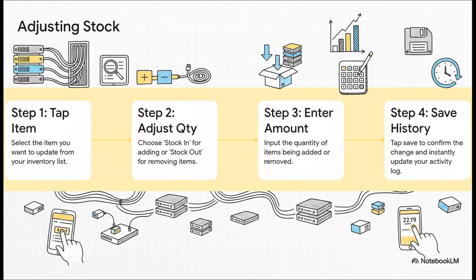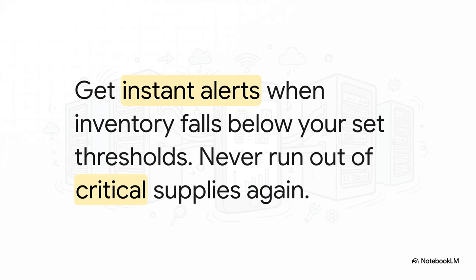And managing the quantity of all those bulk items is just as easy. A new box of cables comes in or you use a bunch on a job, it's literally just a few taps. You tap the item, choose stock in or stock out, punch in the number, and hit save. Your inventory is updated instantly. You know that awful feeling when a project grinds to a halt because you ran out of SFPs or something? Well, the low stock alerts are designed to stop that from ever happening again. You just set a minimum number for your critical items, and the app pings you when you're running low. It's about being proactive instead of reactive.